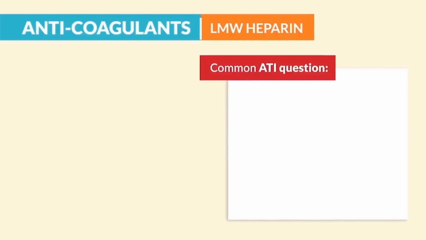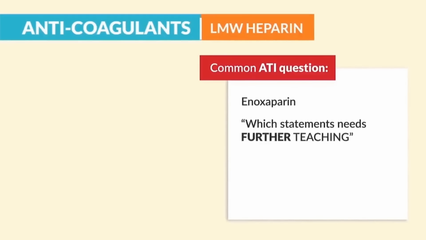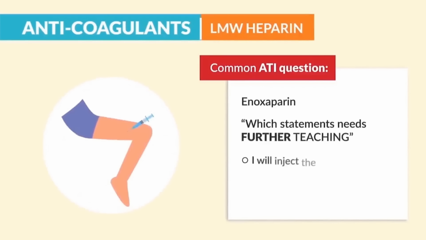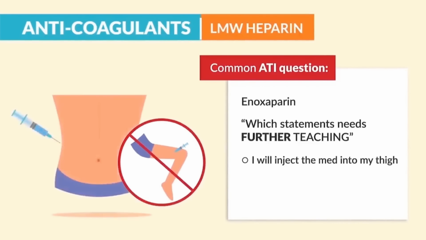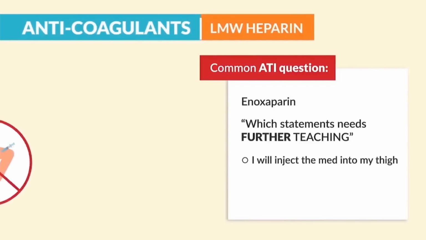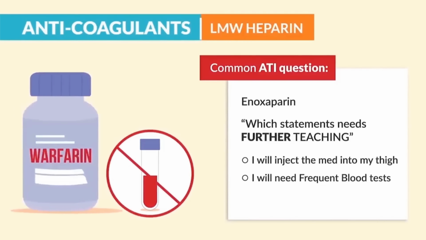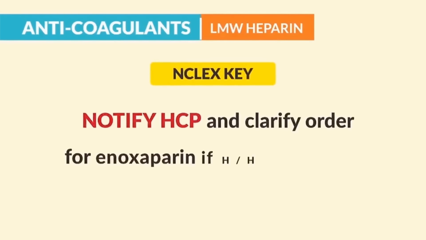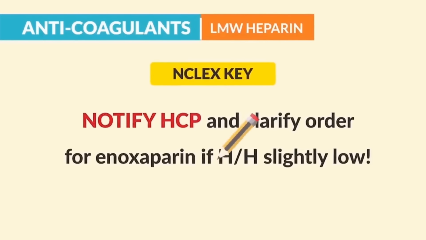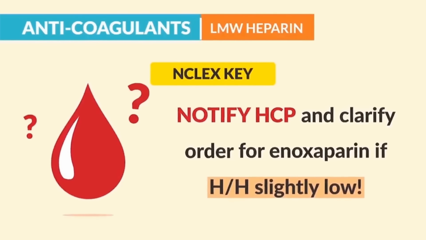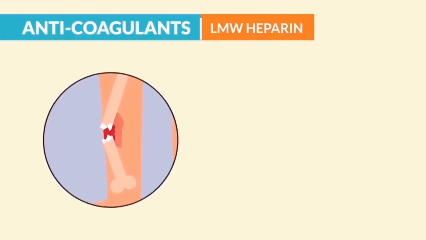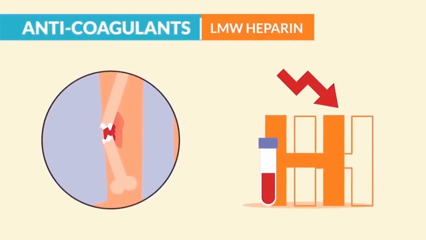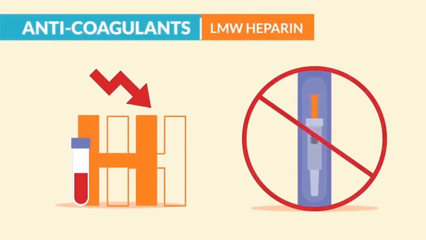Now, a common ATI question is enoxaparin. Which statement needs further teaching? Well, the statement that says, I will inject the med into my thigh. Guys, no, in the umbilicus, near the belly button. And I will need frequent blood tests. Guys, no, that's warfarin. Now, we always notify the HCP and clarify the order of enoxaparin if the H&H is even slightly low. Since, guys, we don't know exactly how much blood has been lost. So open fractures and H&H low, then enoxaparin is a no-go.